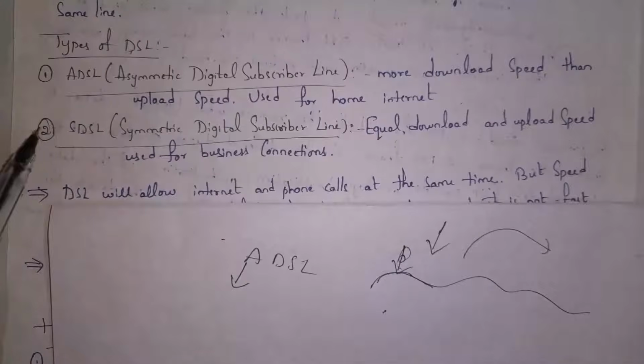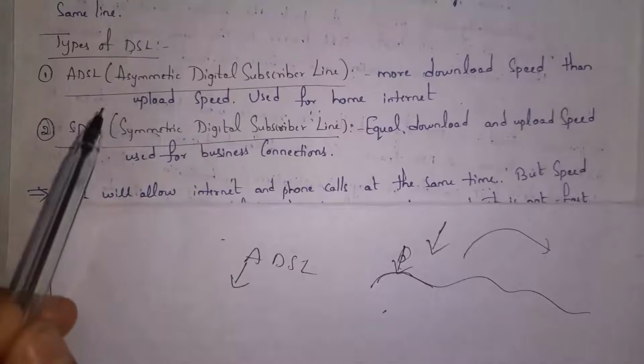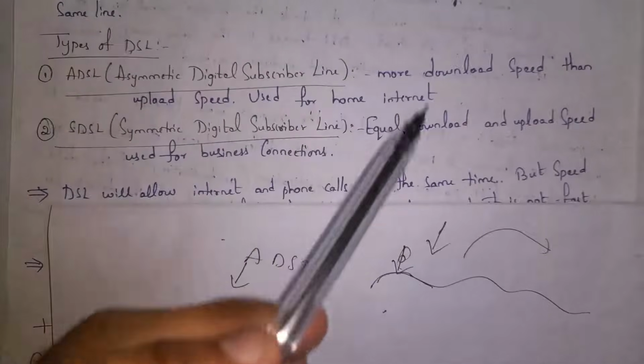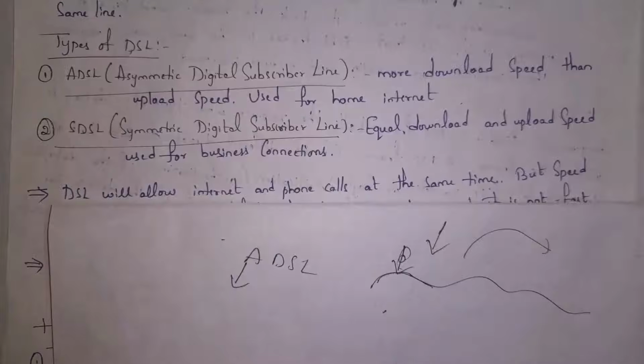And the next one is SDSL, that is symmetric digital subscriber line. Whereas in ADSL, there is more download speed when compared to upload speed, in SDSL, download speed as well as upload speed, both are equal. Normally, software companies will take SDSL.